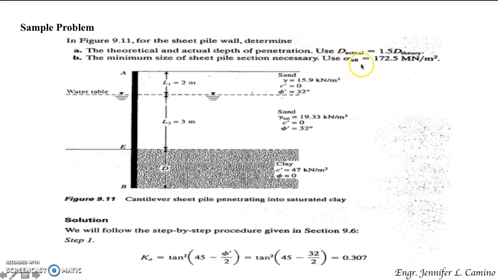You have allowable pressure, which is equal to 172.5 meganewton per meter squared. So we are given the parameters above the water table and below the water table and on the clay type soil. Following the procedure, we have to compute for the coefficient for the active and the passive. Using that, you have now 0.307 for the active lateral earth coefficient.